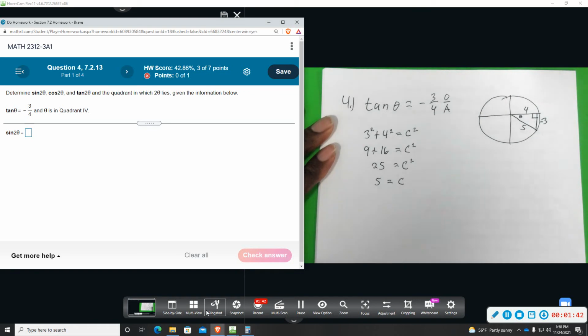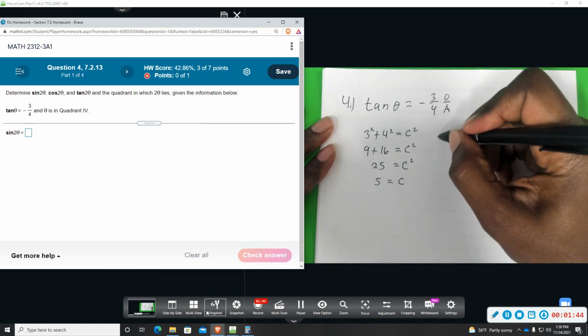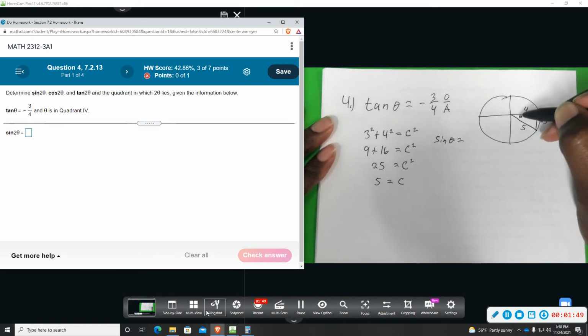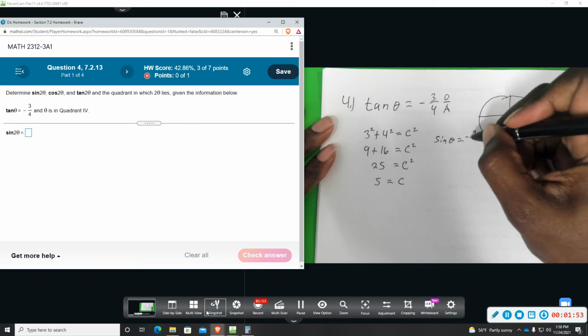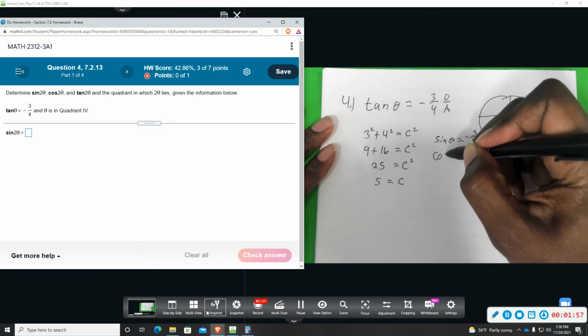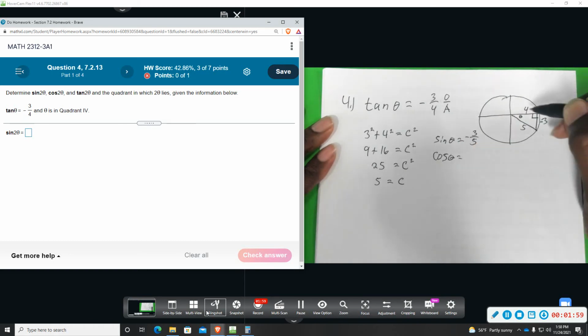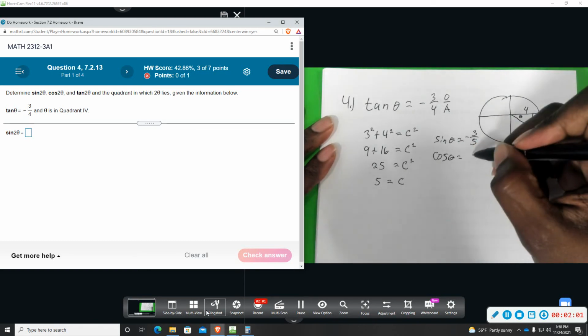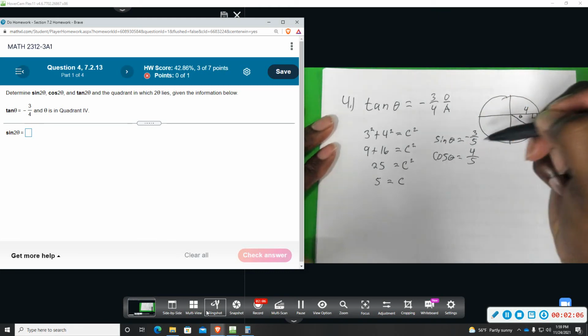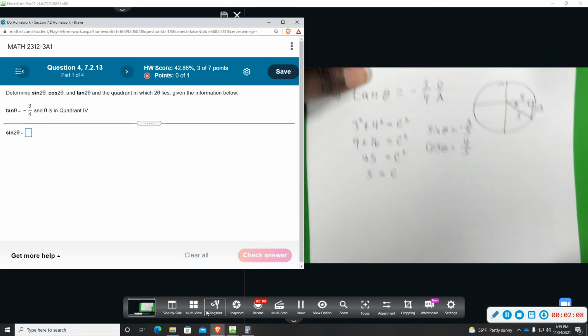Alright, so based on that, I can figure out what sine and cosine are. Sine of theta, sine would be opposite over hypotenuse, so negative 3 over 5. And then cosine is adjacent over hypotenuse, so that would give us 4 over 5. Okay. So I need those to find sine 2 theta, cosine 2 theta.